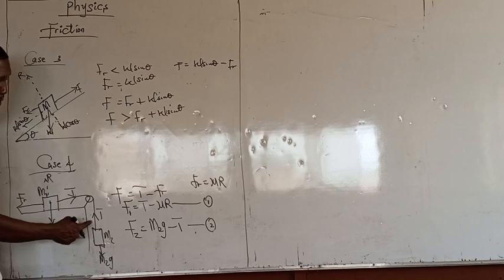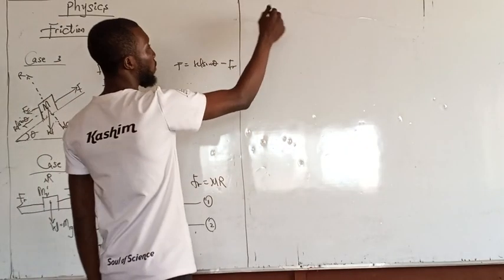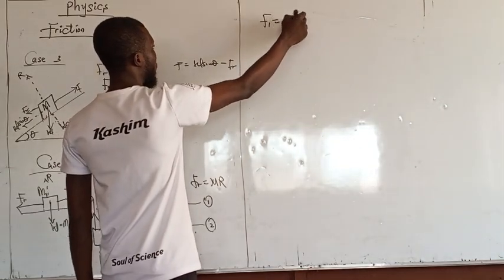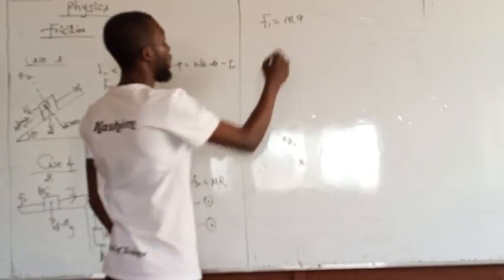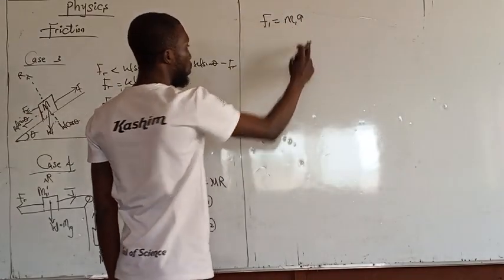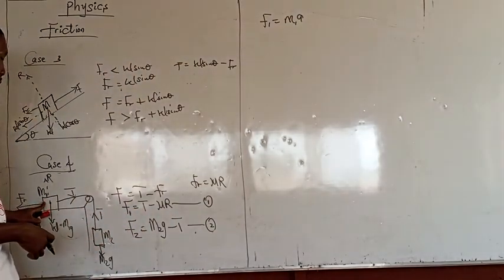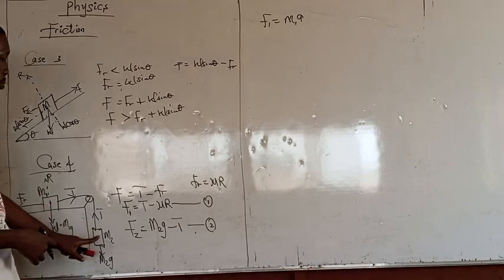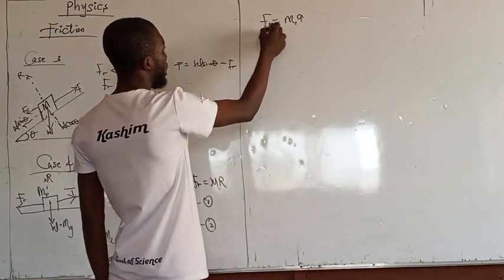This is our F1, and F2 equal to M2G minus tension, that is the force dragging it downward minus the tension opposing it. So if we consider the formula for force, F1 is equal to mass times acceleration, but here we are having M1 in terms of our F1, M1A. The acceleration will not carry any disparity because the acceleration in this mass is the same as the acceleration of this mass too. That is, the rate at which M2 moves determines the rate at which M1 will also move. So they have the same acceleration.